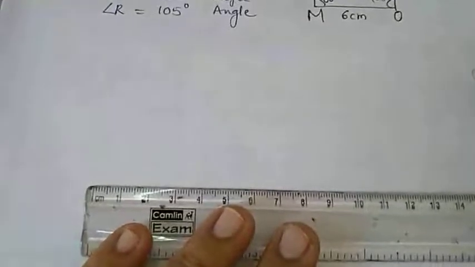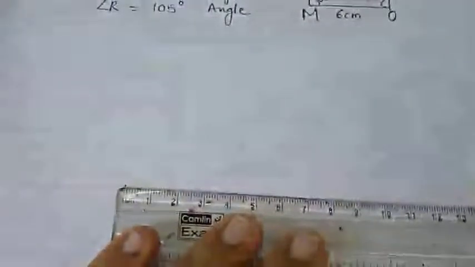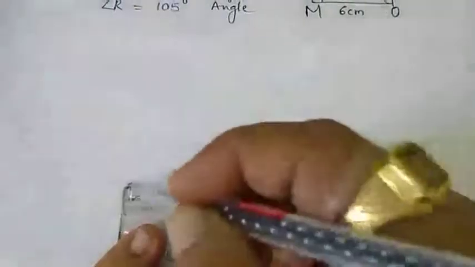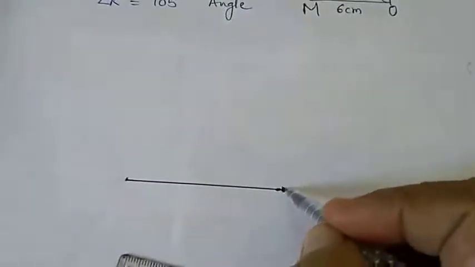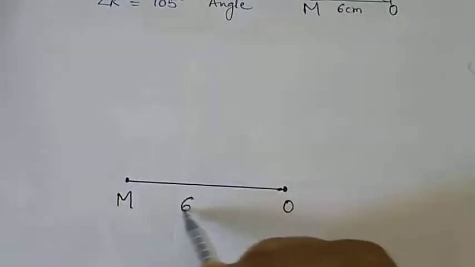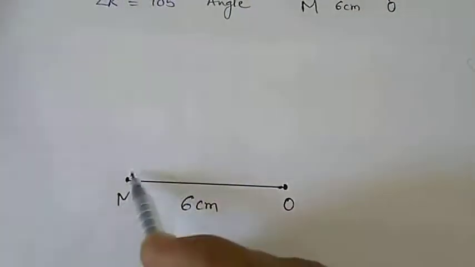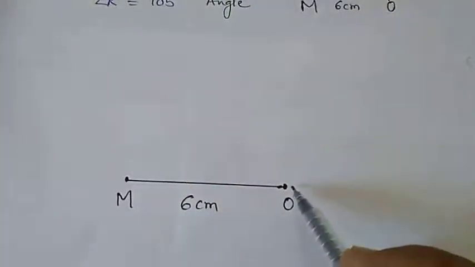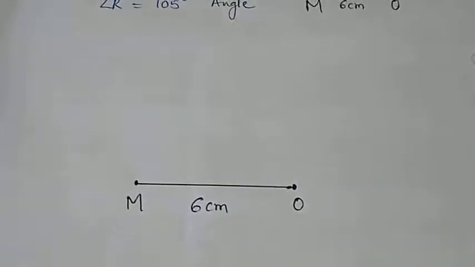I need some more space, that's why. So starting from this initial point, 6 centimeter is required. So till here, MO 6 centimeter. Now they have asked us angle M 60 degree and angle O 105 degree. So how can we do this? As we have learned how to draw angles.